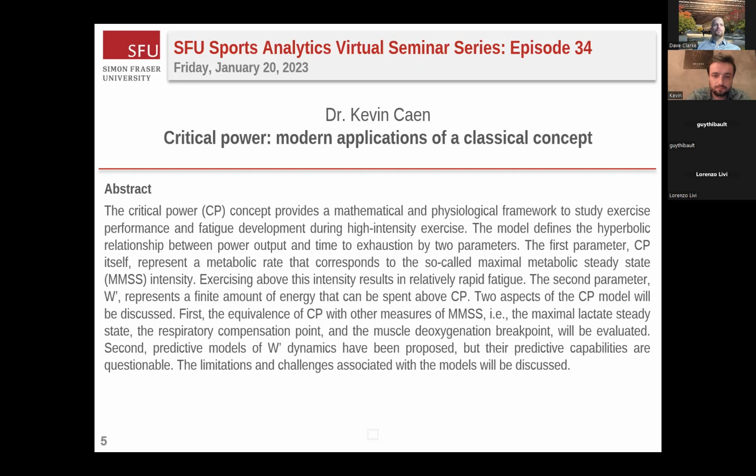Two aspects of this model will be discussed. First, the equivalence of critical power with other measures of maximal metabolic steady state, which are the maximal lactate steady state, respiratory compensation point, and muscle deoxygenation breakpoint. So these are three physiological measures of the steady state. Second, predictive models of the W prime dynamics have been proposed, but the predictive capabilities are questionable. Limitations and challenges associated with these models will be discussed.